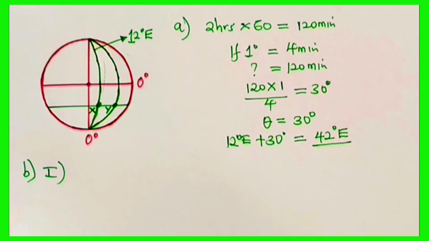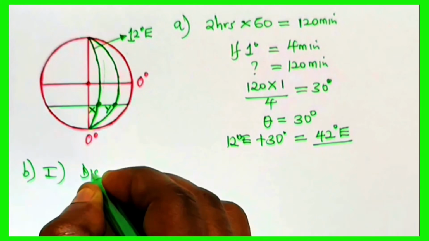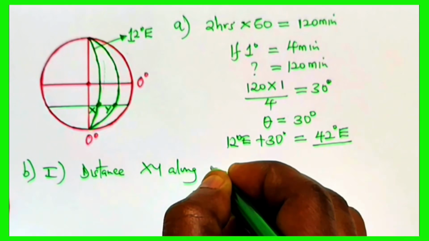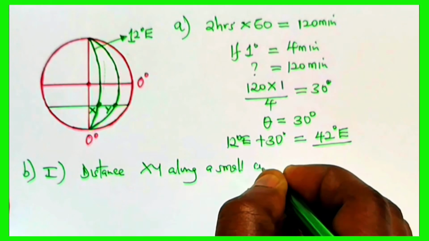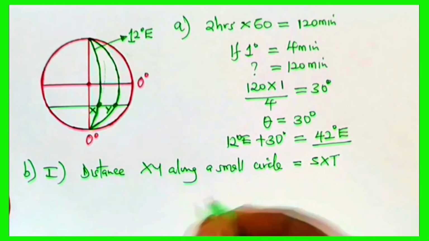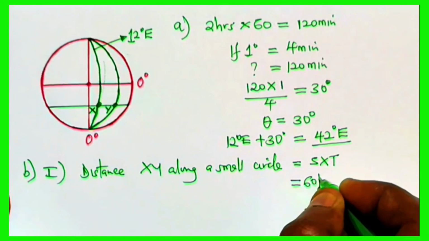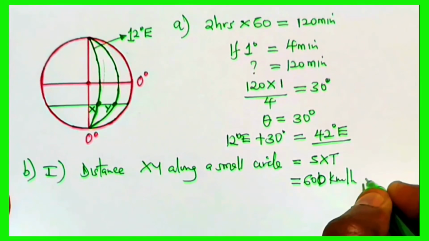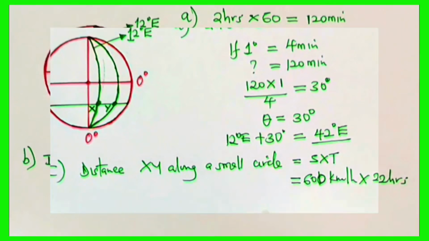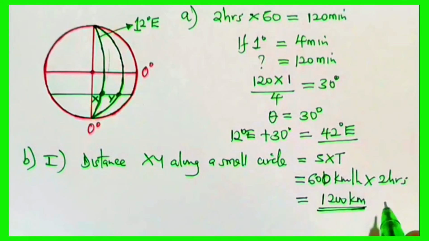So to find the solution to this question, we are going to consider the fact that distance XY along a small circle will be equal to speed times time. So we've been given the speed there to be equal to 600 kilometers per hour, and then we multiply by time, which is 2 hours. So therefore the distance will be equal to 1,200 kilometers.